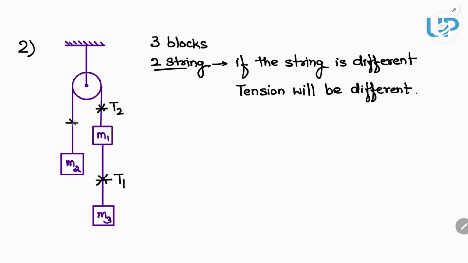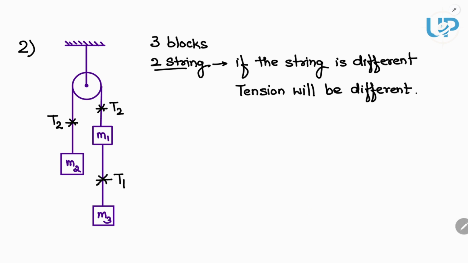But the second string is connected to a massless pulley. So the tension will be same throughout the string. So in the second string, tension will be same at each point. In the first string, tension will be same at each point. But in two different strings, the tension will be different.